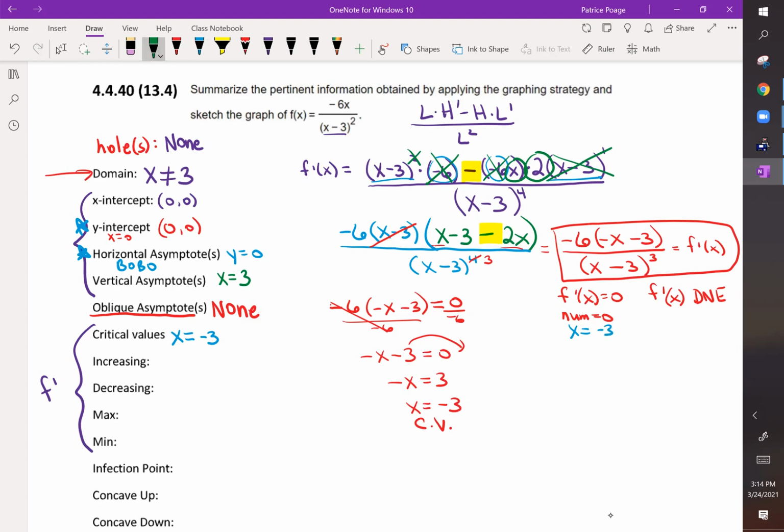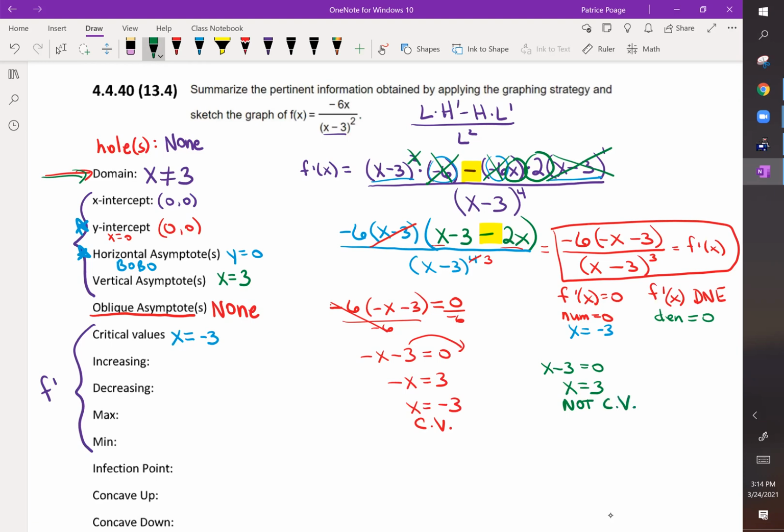Now I need to see where the derivative does not exist. For that one, I set the denominator equal to 0. So my denominator, I just need what's in parentheses there. x minus 3 equals 0, and I get x equals 3. And then I ask myself, is that a critical value? To answer, I look at the domain and say, no, it's not a critical value because 3 is not in the domain.